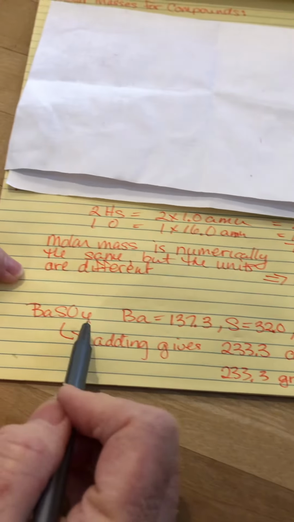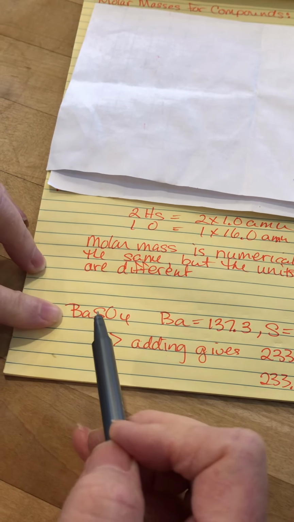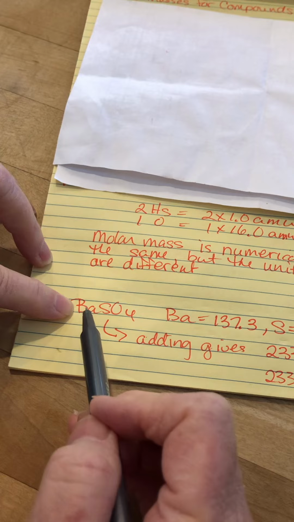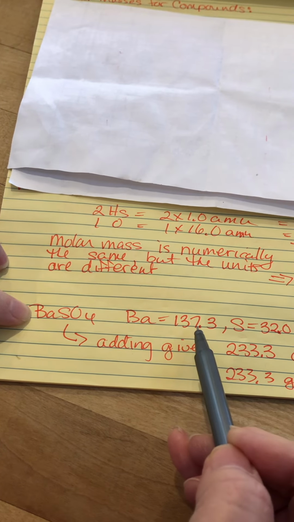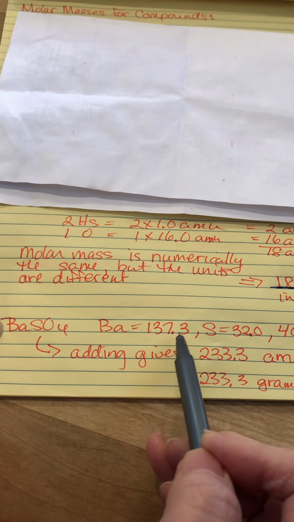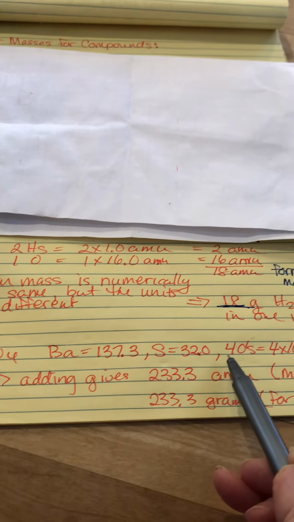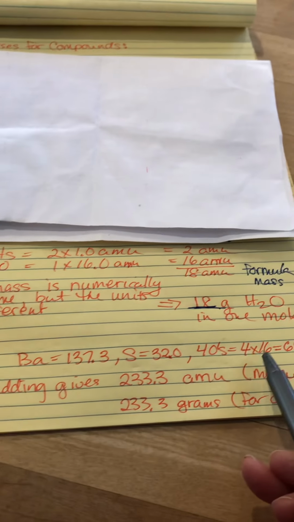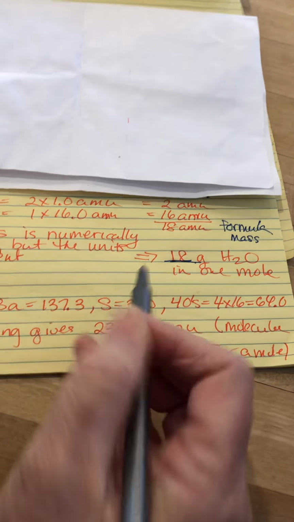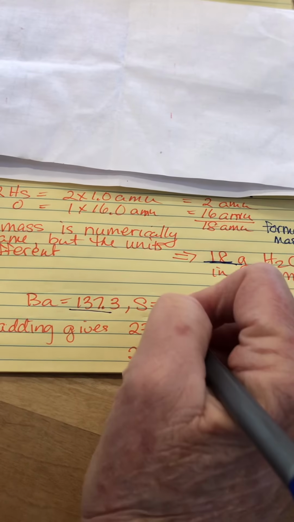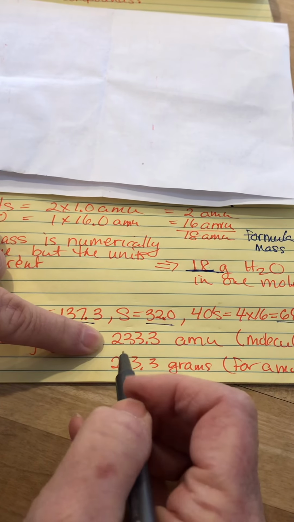Let's look at barium sulfate. There's one barium atom in barium sulfate. Its molar mass, or its atomic mass, is 137.3 AMU. Sulfur is 32 AMU, and we have 4 oxygens. They're each 16 AMU. 4 times 16 is 64. If we total the 137, the 32, and the 64, we get 233.3.